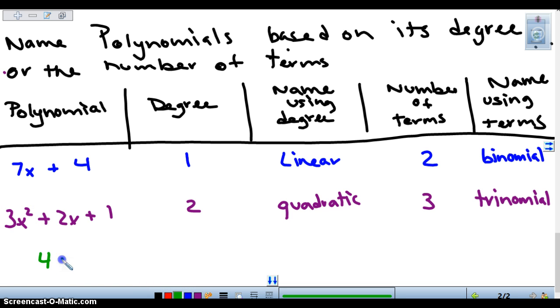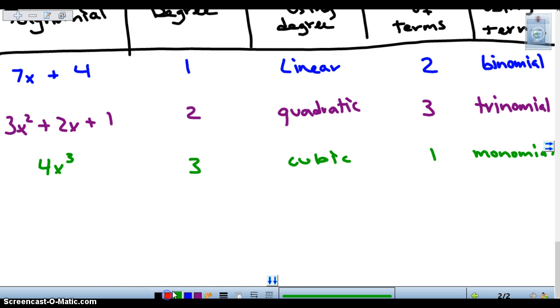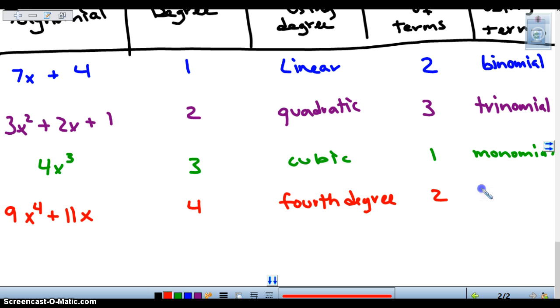If we have 4x cubed, this means the degree of this polynomial is 3. When the degree is 3, it's called cubic. There is only one term, therefore it is a monomial. If we have 9x to the fourth power plus 11x, the degree of the polynomial is 4. That means it's called a fourth degree polynomial. There are two terms, so this is a binomial.